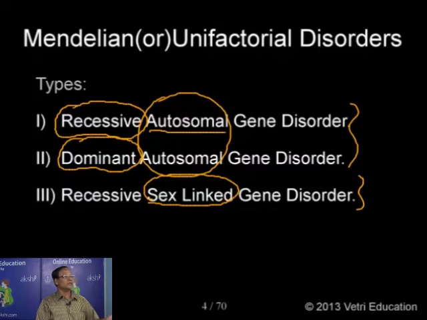But here there is no direct inheritance. The characters are inherited to the second generation through the carriers of the first generation. The first generation may be a male or female individual, because the genes for these characters are localized in the X chromosomes. We have already seen these X-linked characters, hemophilia and color blindness, so I don't want to touch on this one. The third one, let's go further into the unifactorial disorders related to the autosomal genes, either dominant or recessive.